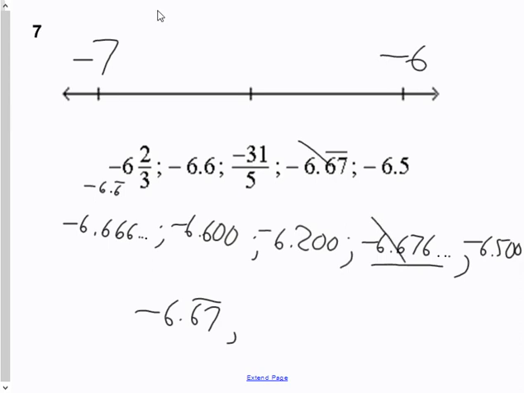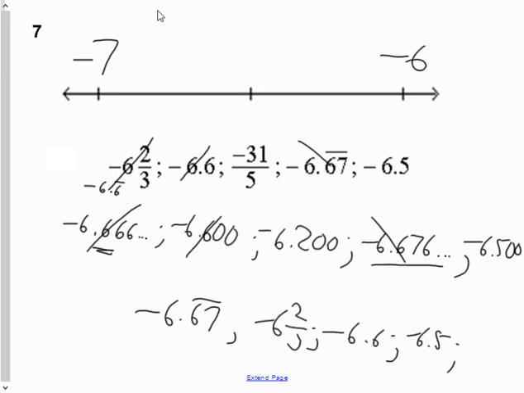The next farthest from 0 would be this one, which will be -6 2/3. That's your next smallest. Next farthest from 0 is this one, so -6.6 terminating decimal. That's done. Next smallest is this one, which is -6.5 terminating decimal. And therefore, your largest number, or your closest to 0, is -31 fifths.